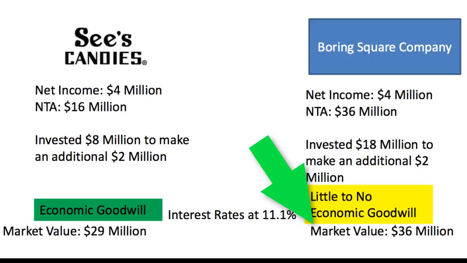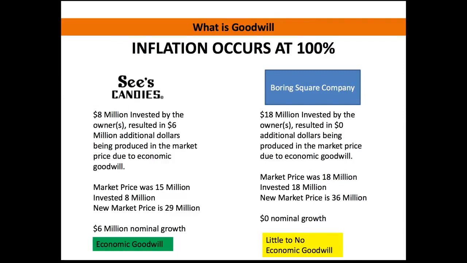Now, if you look, the net tangible assets for Boring Square Company is 36, and the market value is still 36. When we look over at See's, the net tangible assets are only 16 million, but the market value is almost approaching 30 million. So what does that all mean? How is the one better than the other?